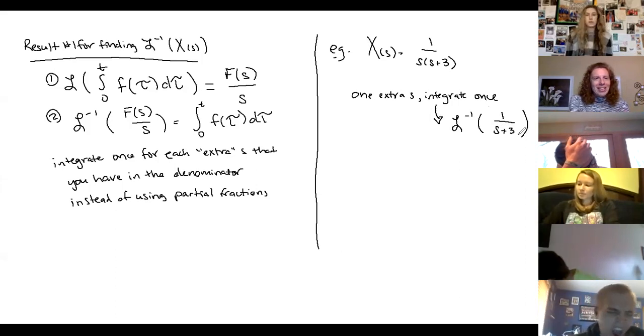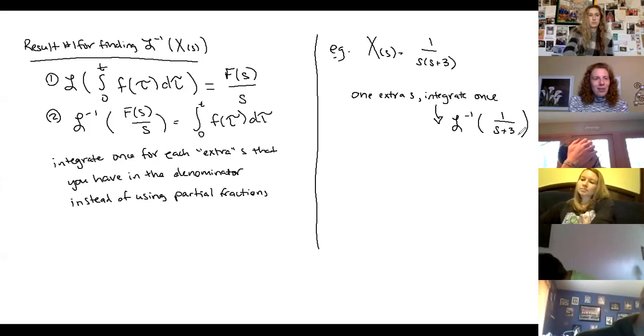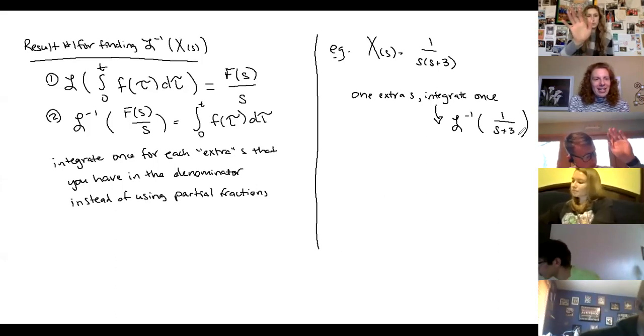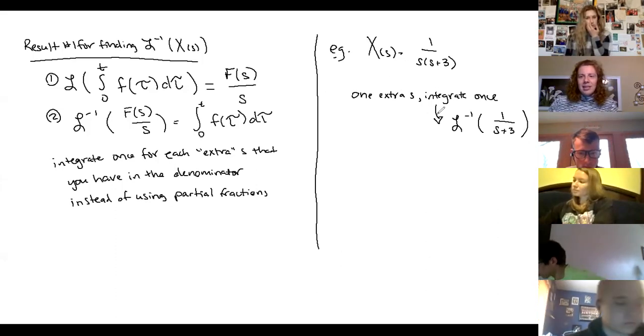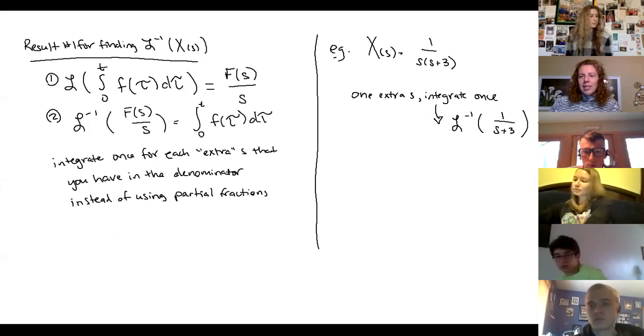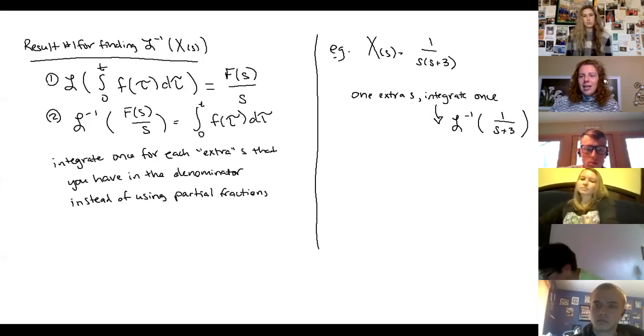Look in your book, look on your screen, whatever you need. What do you got? Inverse transform of 1 over s plus 3. Be brave, volunteer, raise your hand. What do you got? Zach, go ahead. E to negative 3t. Absolutely. So what I'm looking to integrate is e to the negative 3t.